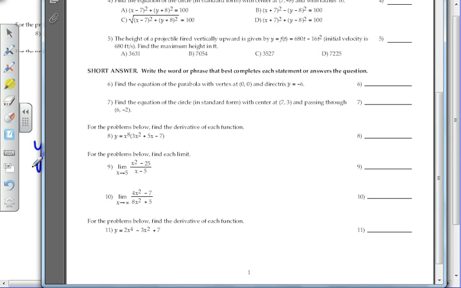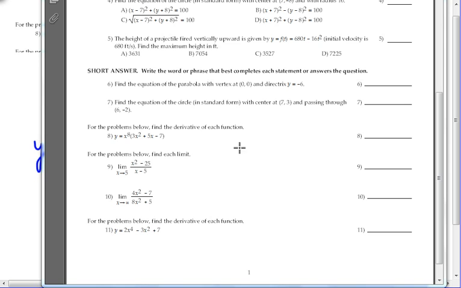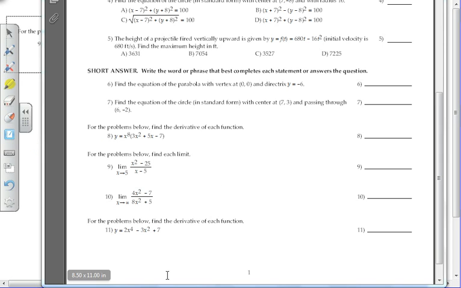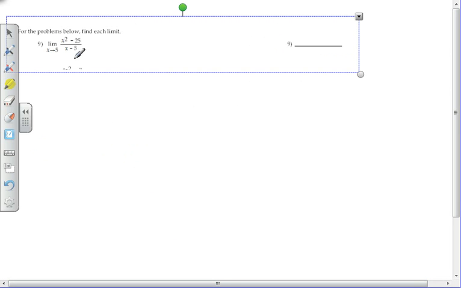All right, now we're doing 9. If I put 5 in there, I'm dividing by 0, and the top is 0 too. So obviously I have to find the limit of that. I would use something from a chapter that comes after this. I would use L'Hopital's rule.